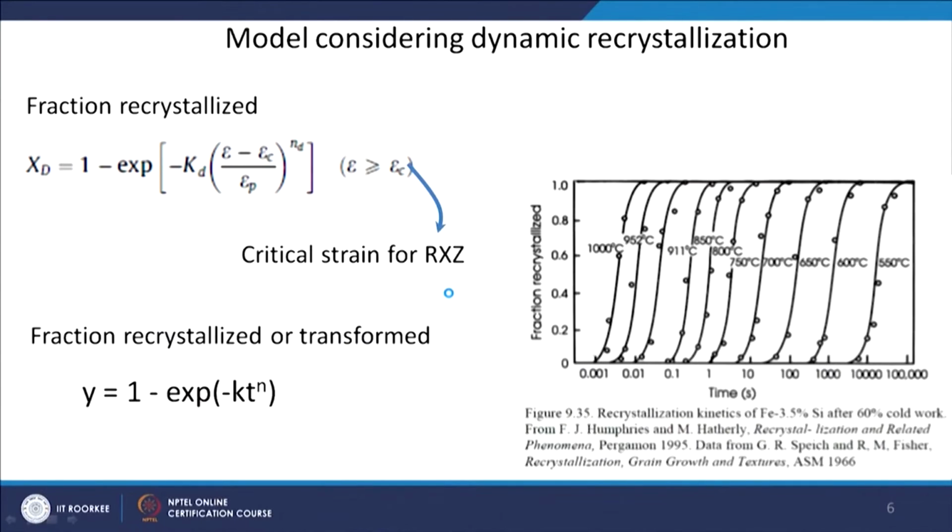Okay. In this, what they are trying to do is find out the fraction recrystallized. To find the fraction recrystallized, they have some parameters here. So, the equation is like this: 1 minus exponential of minus k d and alpha, epsilon minus epsilon c upon epsilon p, and epsilon is more than epsilon c. So, what is epsilon c? It is the critical strain for recrystallization, which we have already seen earlier.